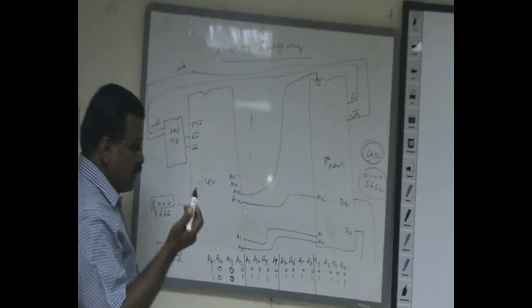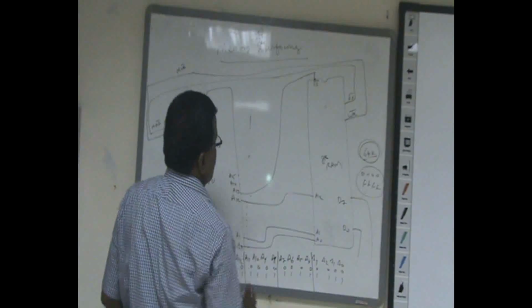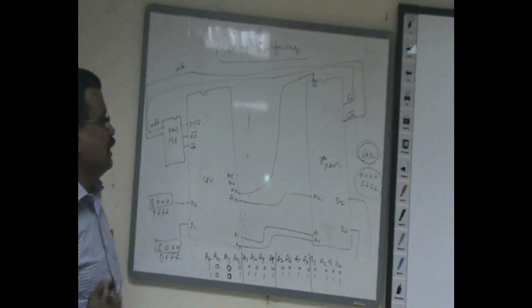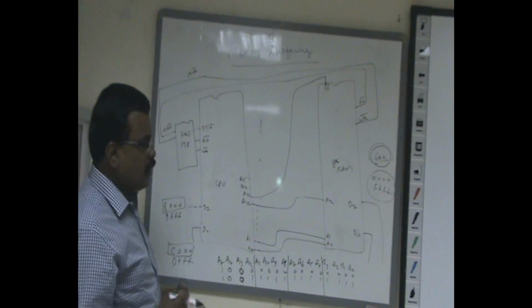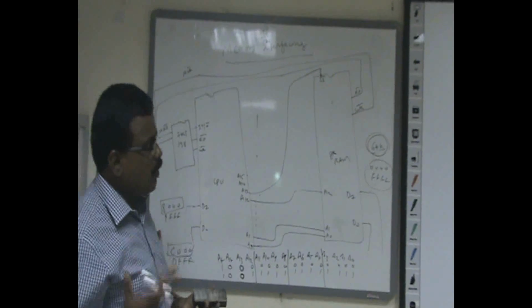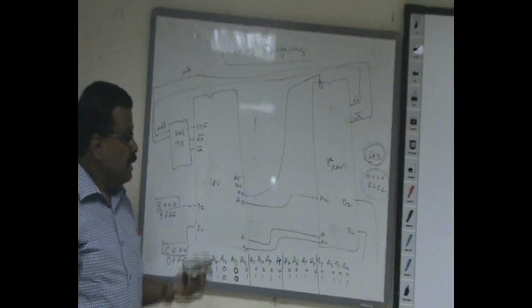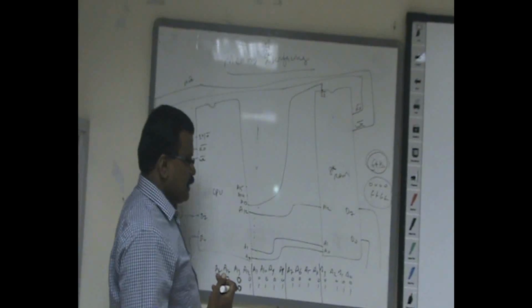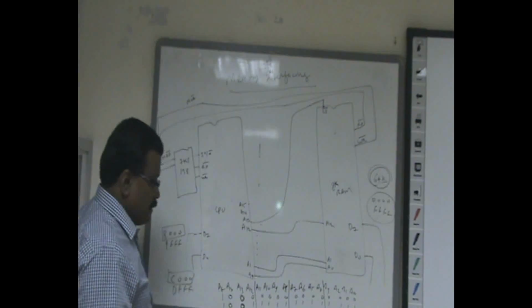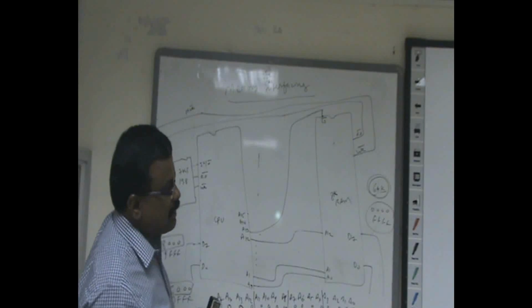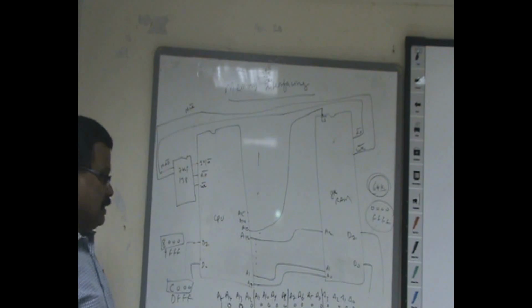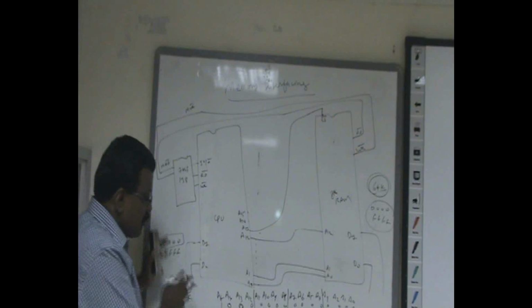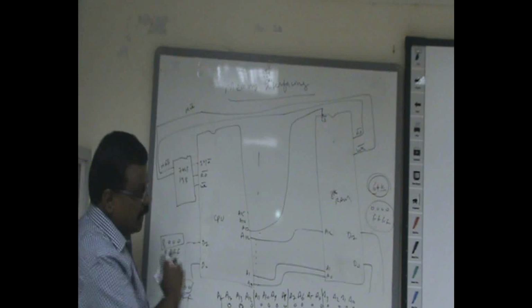If you interface using this kind of technique, it is called partial decoding. If the system requirement is very minimal, you can go for partial decoding. If we require only one EEPROM and one RAM, it is advisable to go for partial decoding. Otherwise, if the memory requirement is more, it is advisable to go for full decoding logic. Otherwise, you will get a lot of confusion. Every memory location will have a duplicating address.